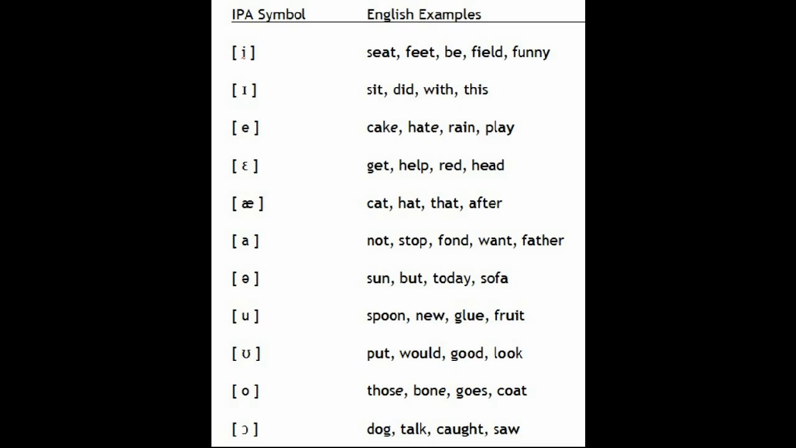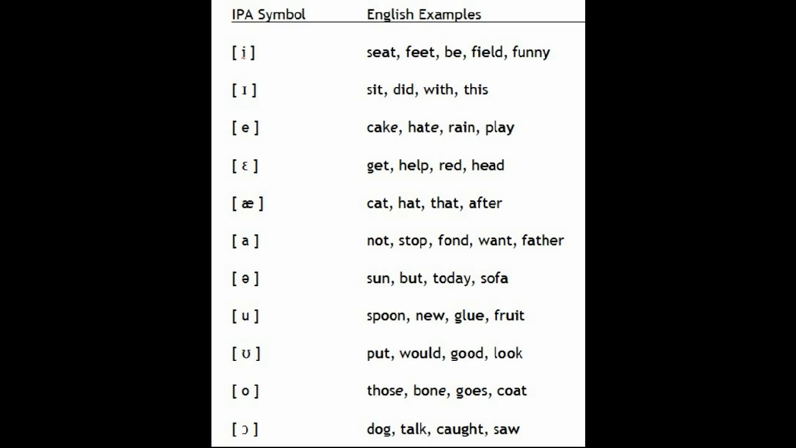Next sound, and last vowel sound that's not a diphthong, we have dog, talk, caught, saw. Dog, talk, caught, saw. What sound does it make here? Ah. Dog, talk, caught, saw, ah. Now, what's interesting about this sound is you see that word saw? If you replace that W with almost any other consonant, it changes the sound of the A.